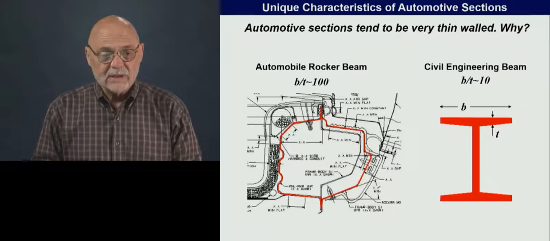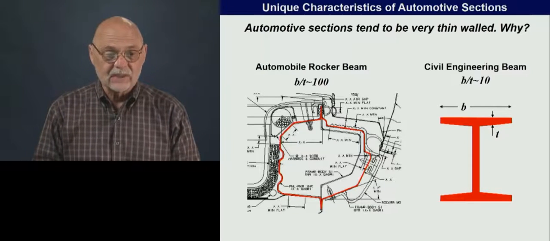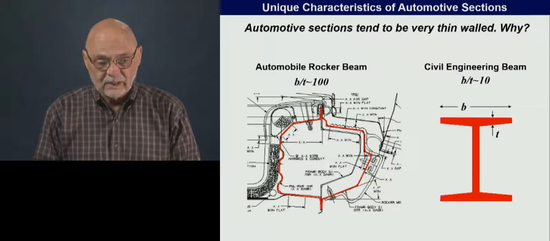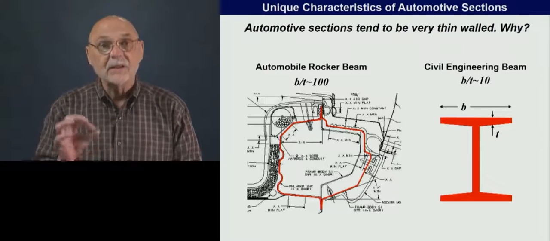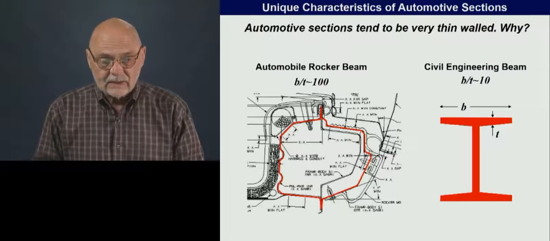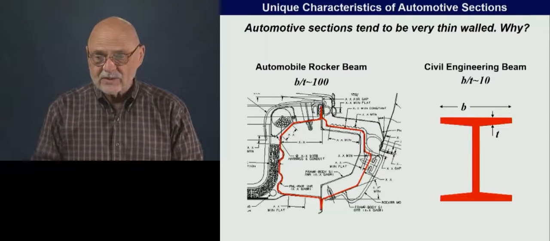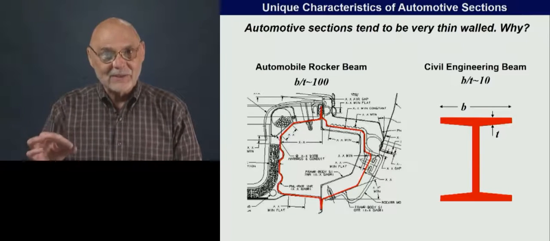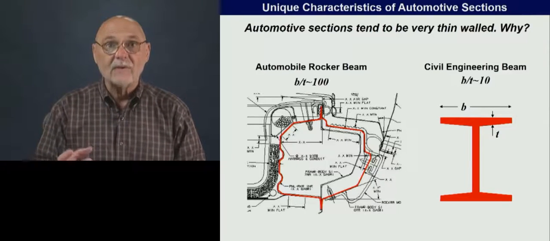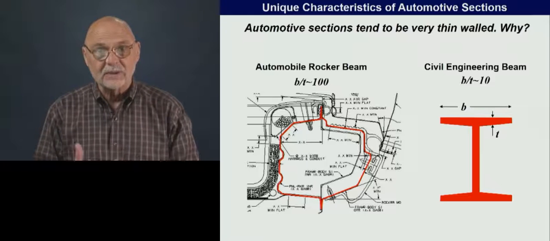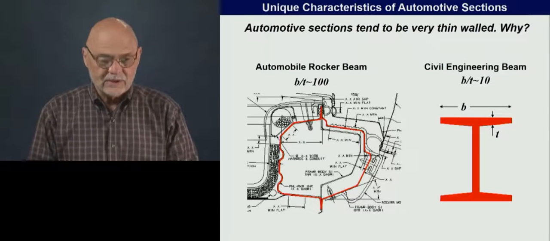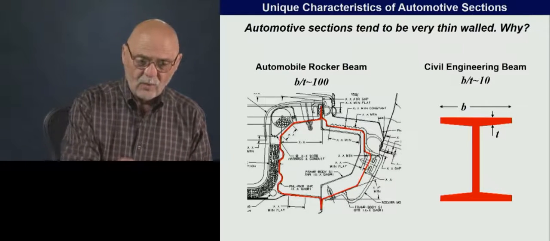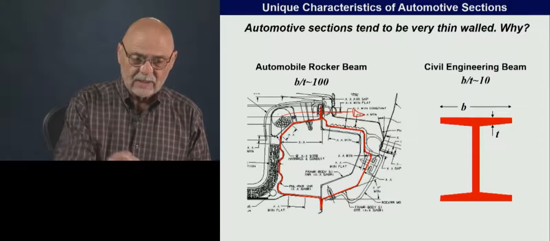So what we're looking at on the screen now is a couple of beam sections. On the left-hand side is a typical automotive rocker beam, and you can see that the thickness is very thin. And on the right-hand side, we have a civil engineering beam, an I-beam, and it's thicker. It's a fatter beam, and we can quantify that thickness or thinness by a B over T ratio. So B just represents the overall width of the beam.